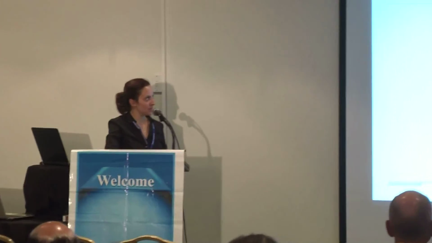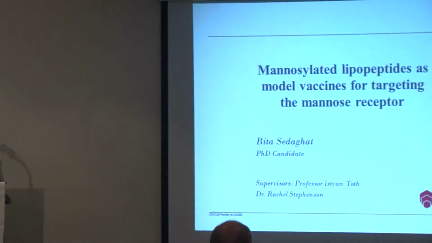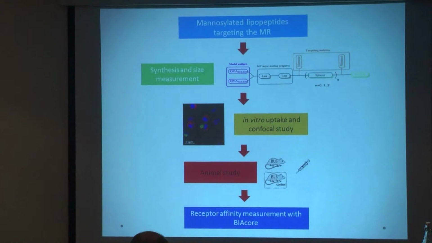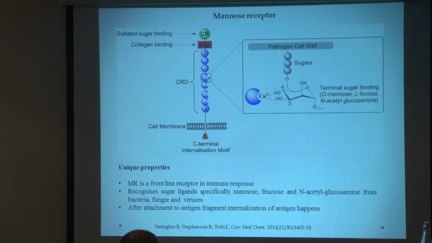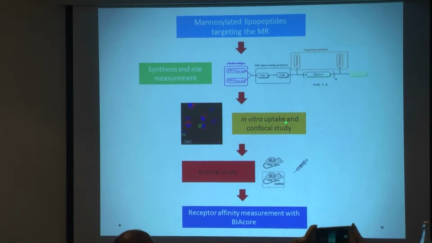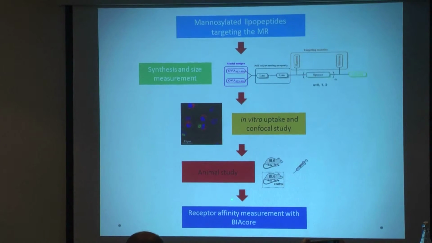Good afternoon, everyone. The title of my thesis is mannosylated lipopeptides as model vaccines for targeting the mannose receptor. I'm going to talk about the synthesis of these vaccine constructs, then the in vitro uptake and confocal studies of these vaccine constructs. Then I'm going to show you some animal studies, and then the receptor affinity measurement with Biacore studies for these constructs.